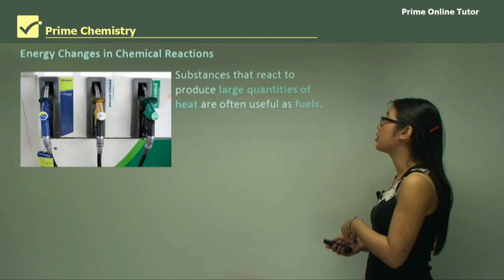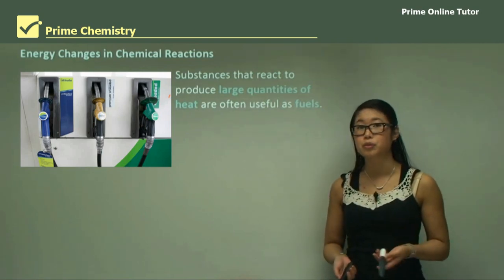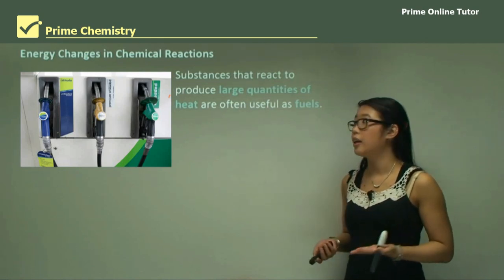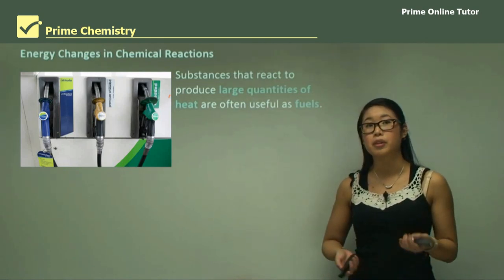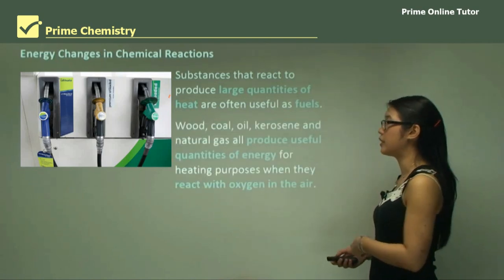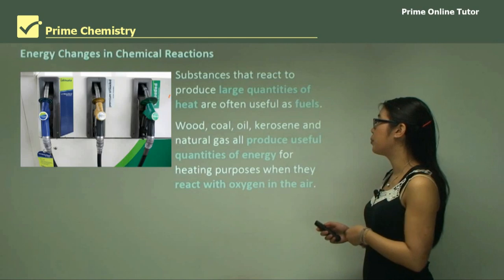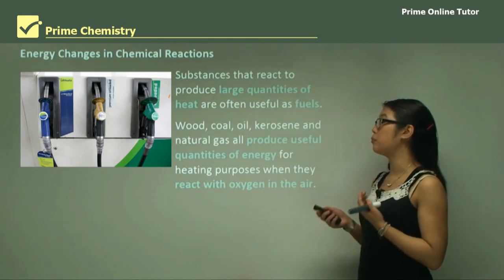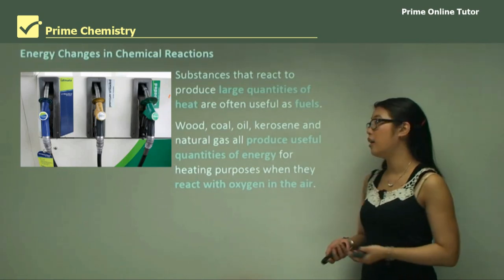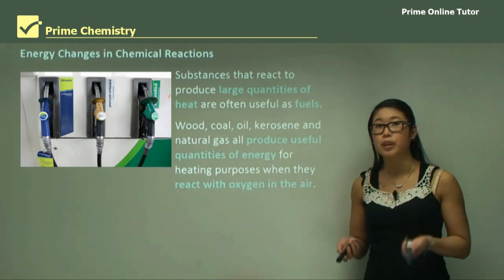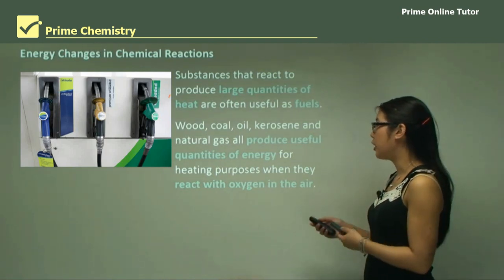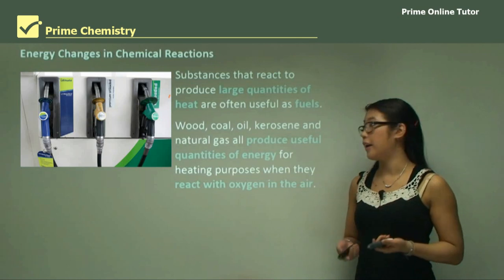Substances that react to produce large quantities of heat are also known as fuels, because a fuel is something that we use to give us energy. So we burn petrol because it gives us energy to move our car. Wood, coal, oil, kerosene and natural gas are all fuels because they produce useful quantities of energy. That means large amounts. There's no point in having a fuel if it doesn't give you enough energy for its weight. For heating purposes, they react with oxygen in the air.